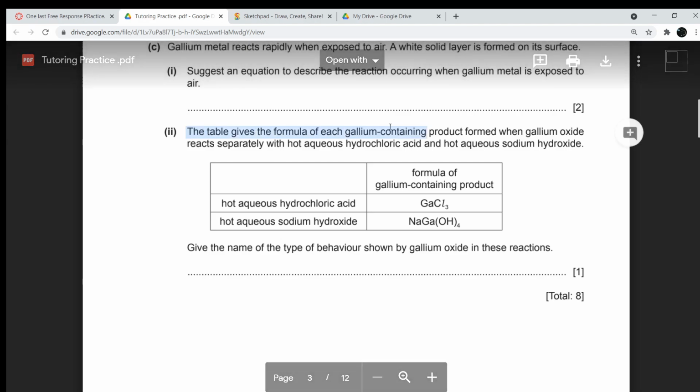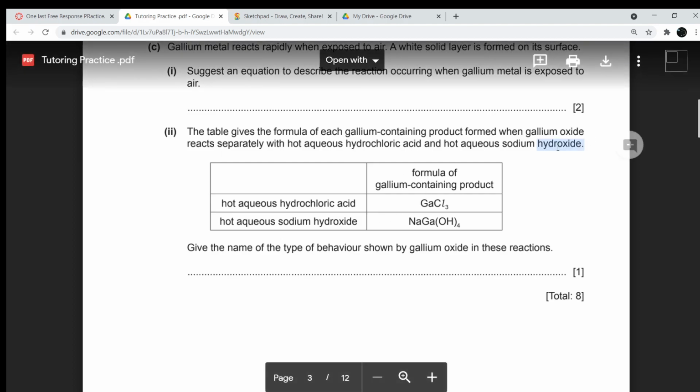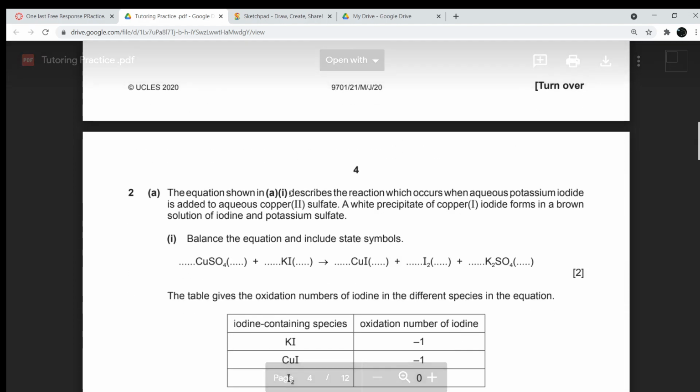Next here, it gives us a table. And it looks like they're reacting it with hot aqueous hydrochloric acid and sodium hydroxide. Man, they're reacting with both an acid and a base. Oh, wait. We remember, this is one of our terms. Give the name for the type of behavior shown by gallium oxide. This makes it amphoteric. This is the amphoteric behavior. It reacts with both an acid and a base. Okay? So that makes it amphoteric. And we're going to be like, bam! I knew my words. I did a little dance, but you didn't see it.